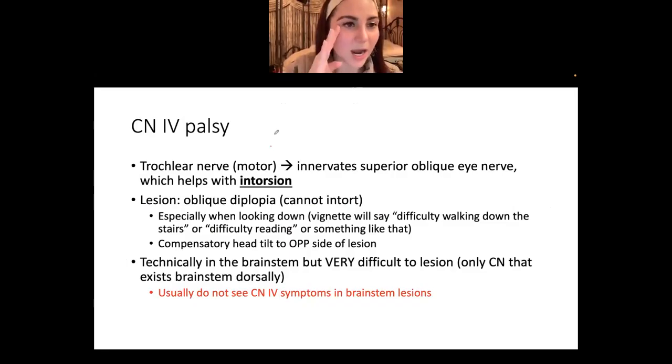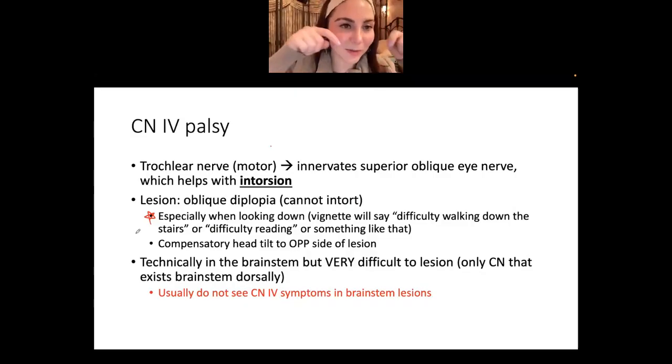So intorsion is, the best way I describe it, think about walking downstairs and you want to look at those stairs without moving your head physically, like you want to look down while your head is straight, that's intorsion. It's not just looking down, it's looking down and medial. That's intorsion. And you need this outside superior oblique muscle to do that. It helps make it look inwards.